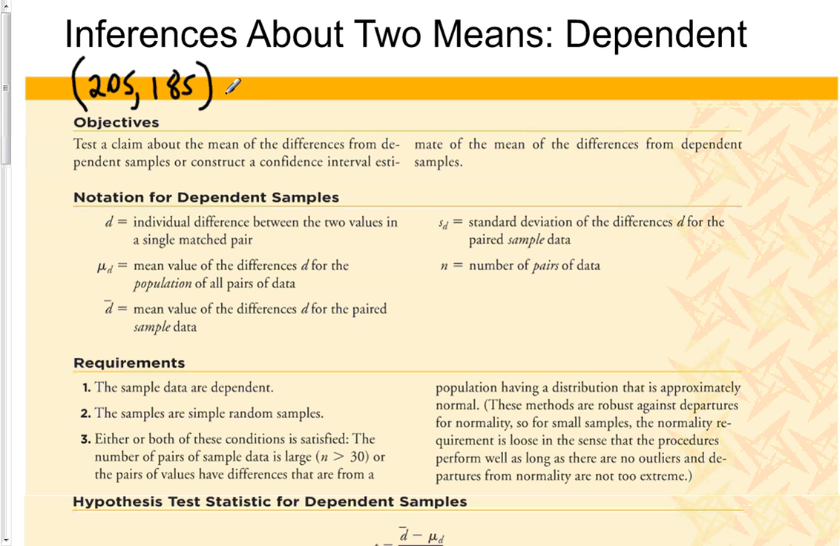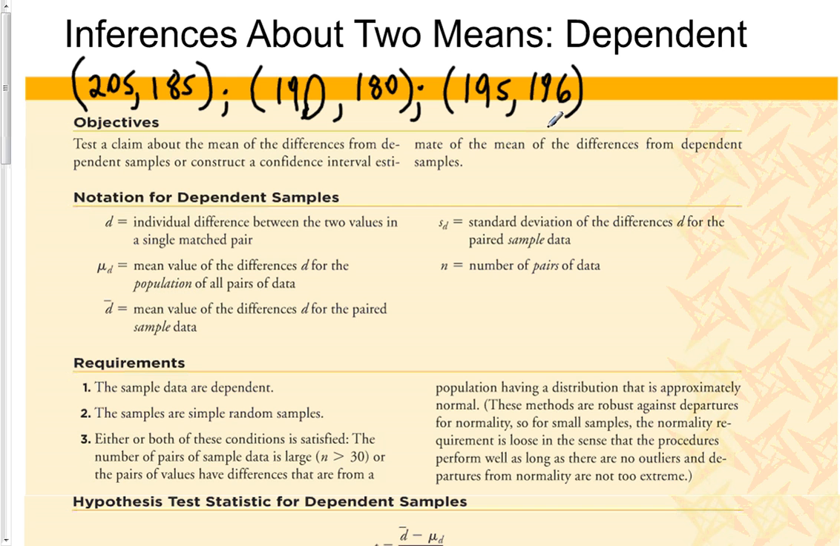And your entire data set would consist of these matched pairs. So for instance, the next matched pair may be 190 and 180. And the next matched pair may be 195 and 196. So these matched pairs, each coordinate of the matched pair actually represents a measurement before and after some treatment.